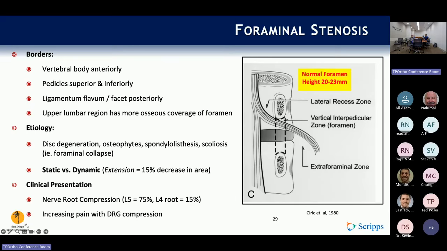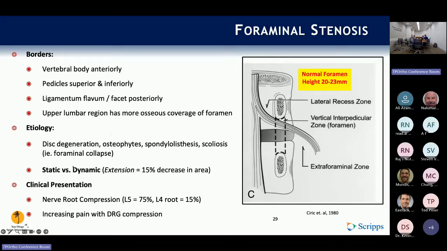Now, briefly spending some time on foraminal stenosis. This is, again, a little bit more lateral to the lateral recess that we talked about previously. The borders are listed: the vertebral body anteriorly, the pedicles superiorly and inferiorly, the ligamentum flavum and epidural fat posteriorly, and the upper lumbar region has more osseous coverage of the foramen.